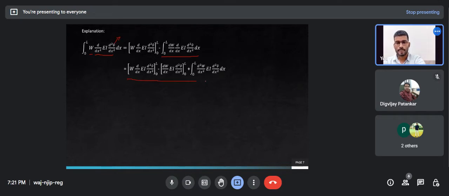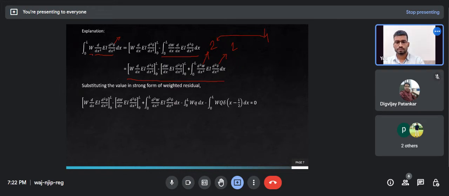Now if you see here, it has been shifted to the weighting functions or the weight functions, and now the order on the trial functions is 2 only, and on the weight functions it is also 2. So from 4, 2 has been shifted to the weight functions. I have substituted this in the weighted residual form. This is what you will get, and this is nothing but the weak formulations of the governing differential equations.